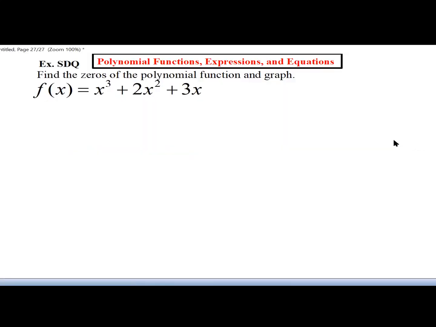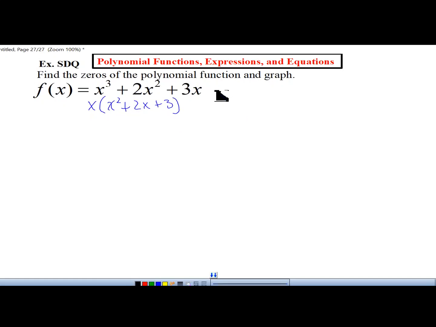All right. So there's no constant. So what do we do? Just factor. You have to find the GCF, which is x. So we're left with x squared plus 2x plus 3. All right, now we can factor that.